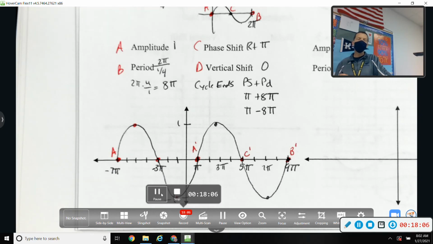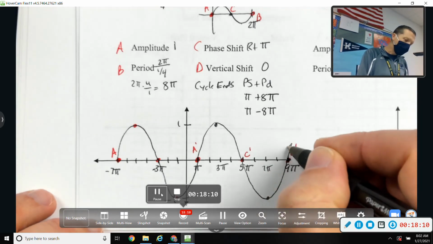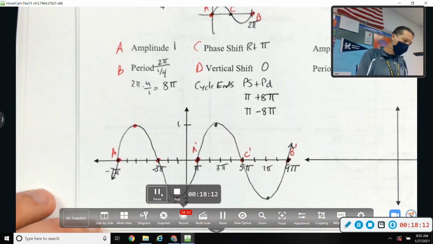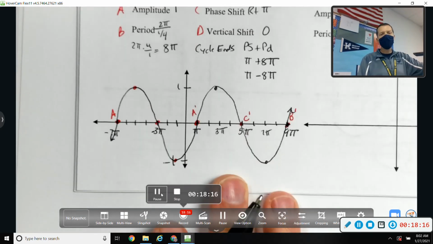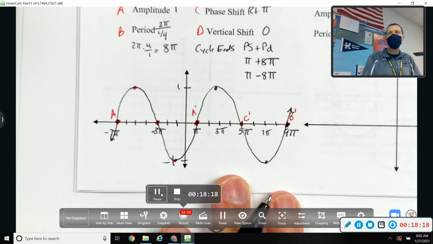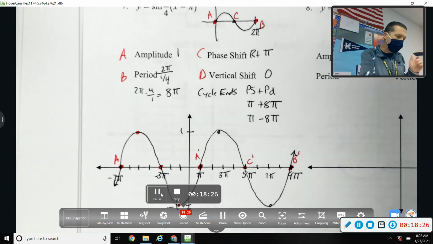So don't lose sight of the fact that I was actually thinking about the range. The range would be negative 1 to 1. The domain, even though we only graphed it from negative 7 pi to 9 pi, goes forever in each direction. So don't forget that, even though we don't graph all of it, because that'd take forever. We graph a piece of it.